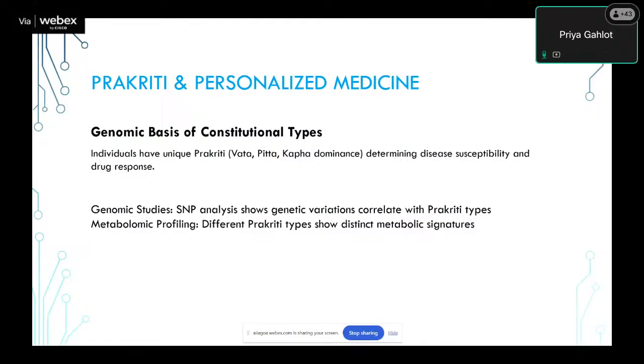If we talk about Prakriti and personalized medicine, there is the genomic basis of the constitutional types. Individuals have a unique Prakriti as per their Vata, Pitta, and Kapha dominance, which determines certain disease susceptibility and drug response. We can do genomic studies using SNP analysis, which shows genetic variation, and we can correlate them with the Prakriti types. There is metabolic profiling we can do, which can differentiate different Prakriti types and show distinct metabolic signatures for a particular profile.